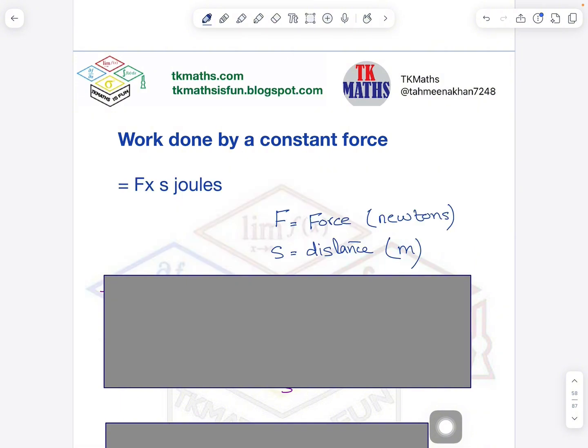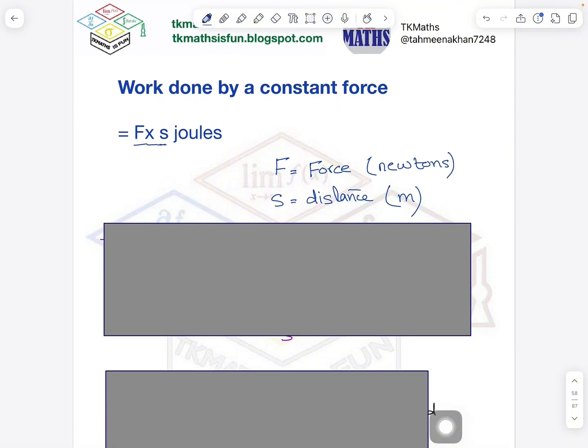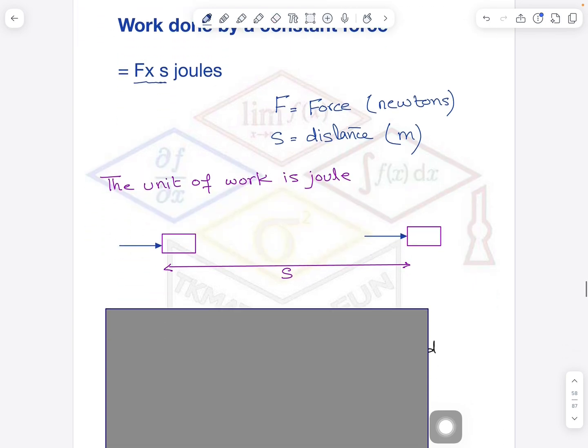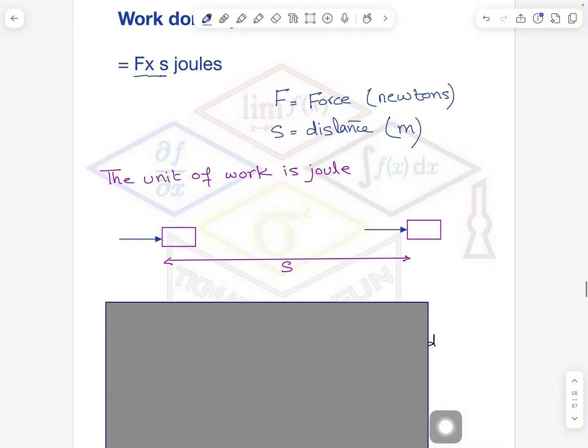Now, if we are applying a force, its unit is Newton. And when it is moving a distance, for example, here I am representing it by the letter S, distance is measured in meters, then it is called work done, and the unit of work is joules. Next, let's see this definition with a simple diagram so you can understand. We have seen this. But in this case, if you notice one thing here, the force is applied horizontally. An object is moved horizontally.